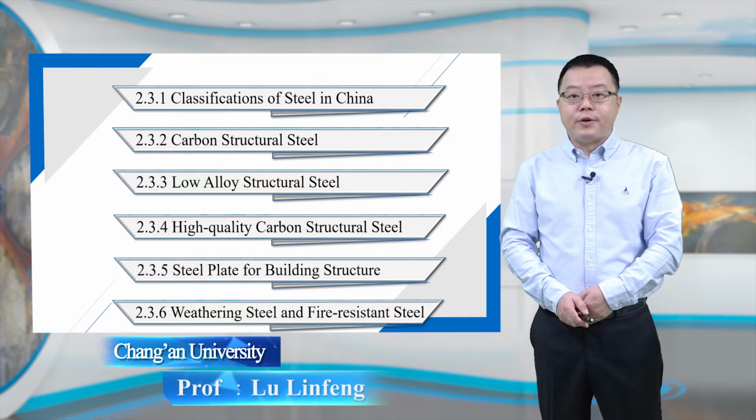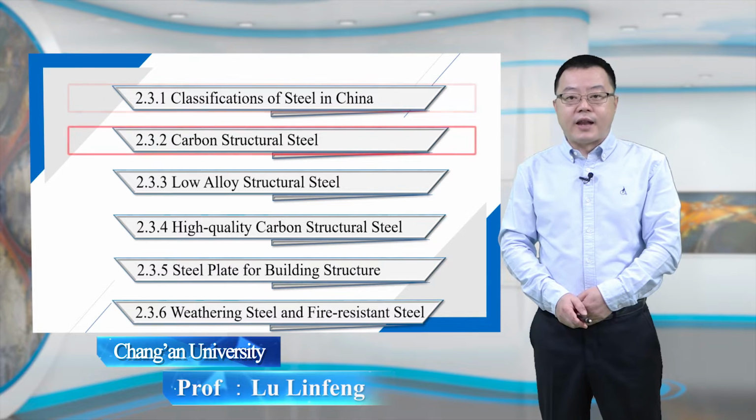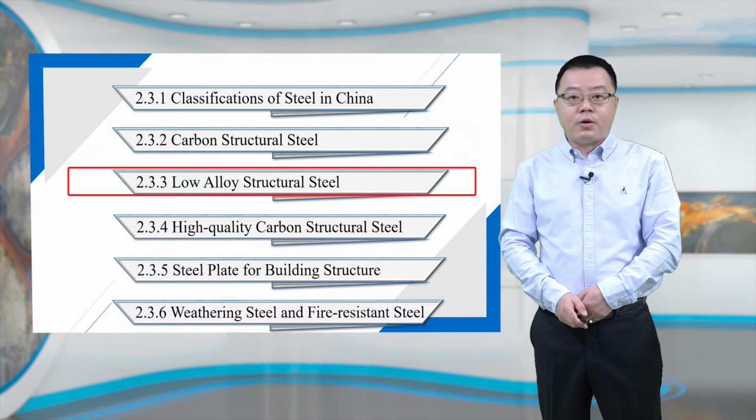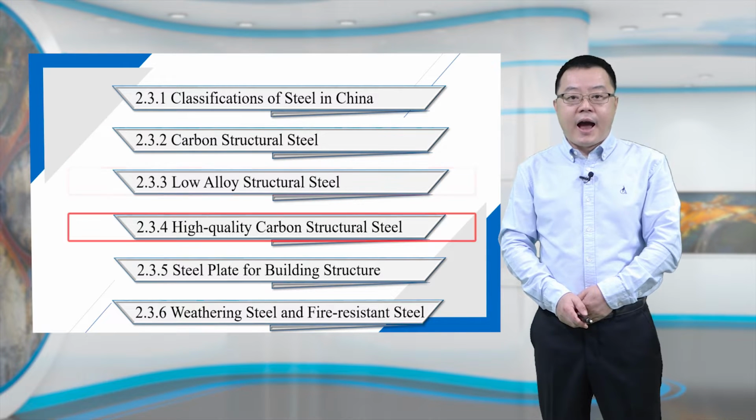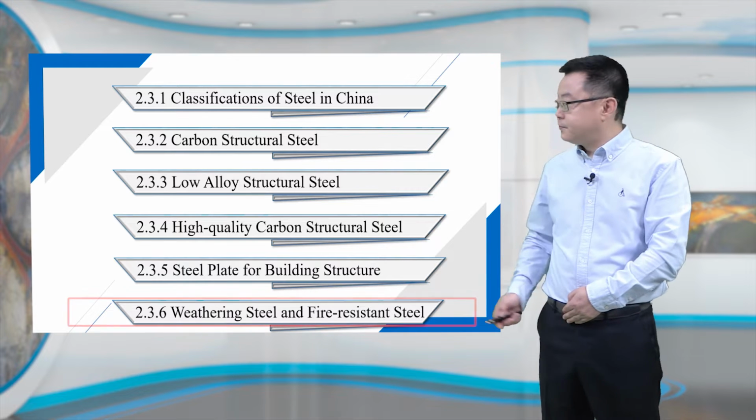In this lesson, we will learn the classifications of steel in China and the types and technical requirements of carbon structure steel, low alloy structure steel, high quality carbon structure steel, weathering steel, and fire resistant steel.